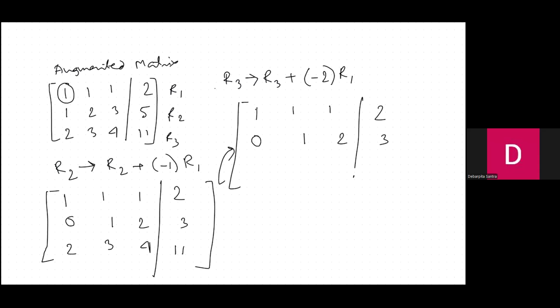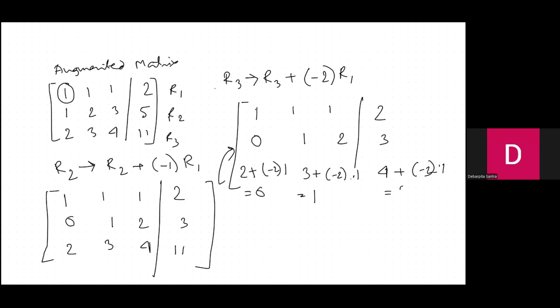Now the third one, 2 plus minus 2 into R1. My R1 means 1. Okay. So it becomes 2 plus minus 2, that means 0. Then this position is 3. So 3 plus minus 2 into R1. R1 means 1. So 3 minus 2, that means 1. Next value, 4 plus minus 2 into 1. So this becomes 4 minus 2, that means 2.